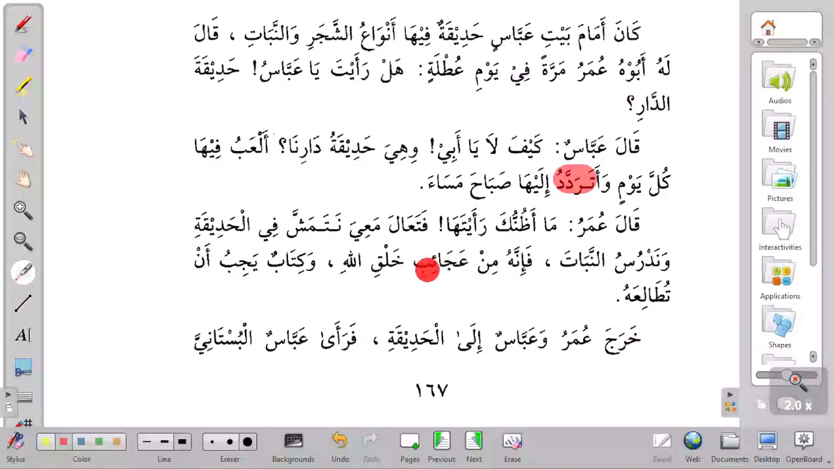Fa'innahu min aja'ibi khalqillah, for indeed it is among the amazing creations of Allah. Wa kitabun yajibu an tutali'ahu, and a book that needs to be gazed at. Tala'a yutali'u means to gaze at something.